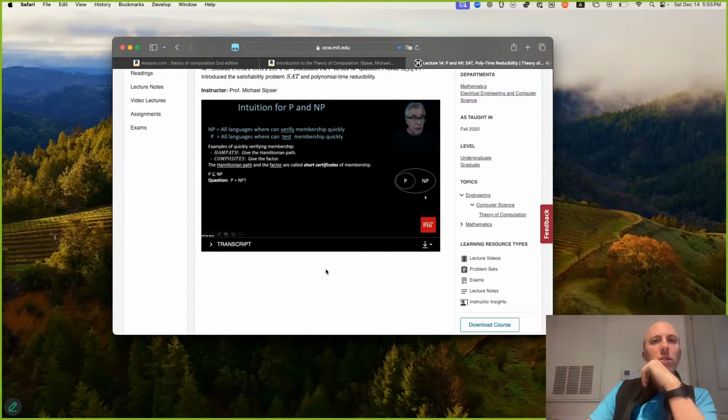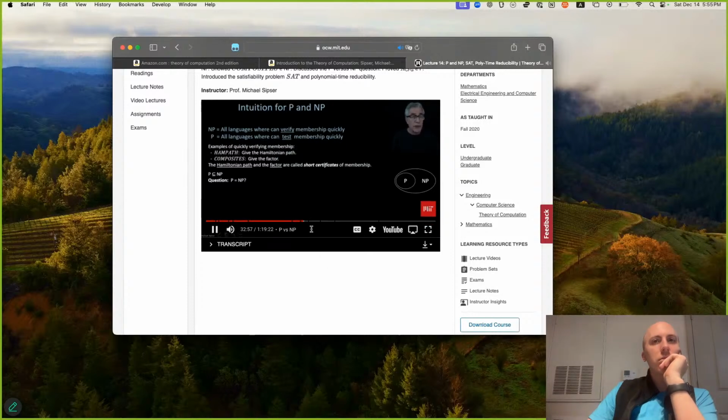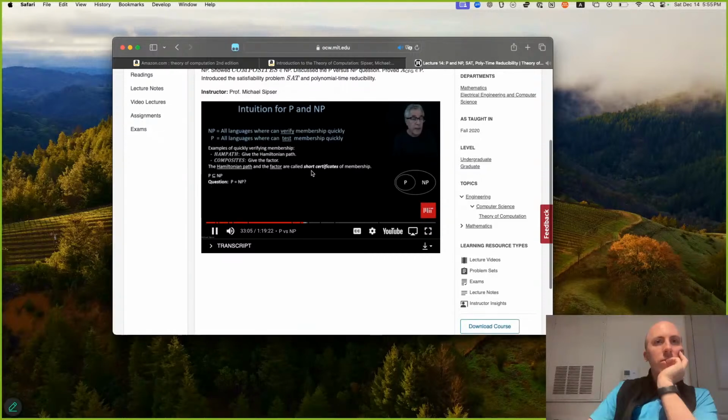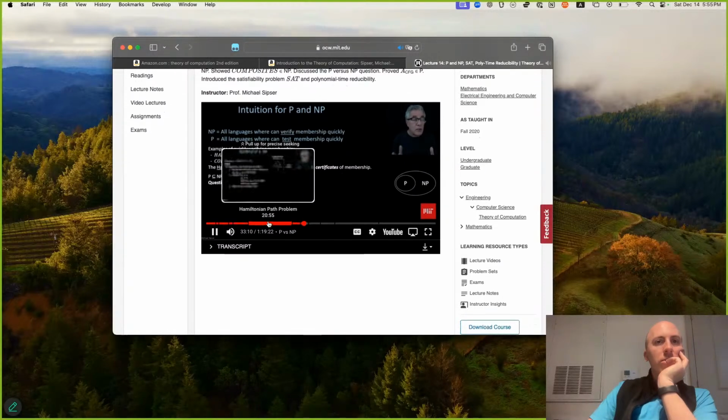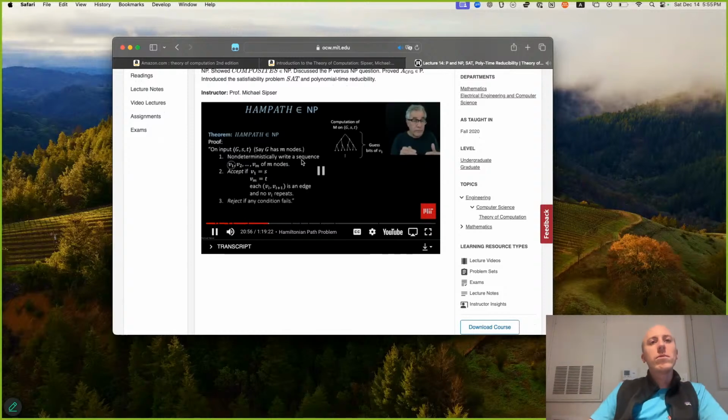The big question, as I mentioned, is whether these two classes are the same. So does being able to verify membership quickly, say with one of these certificates, allow you to dispense with the certificate, not even need a certificate, and just test for yourself whether you're in the language, and do that in polynomial time. That's the question for me.